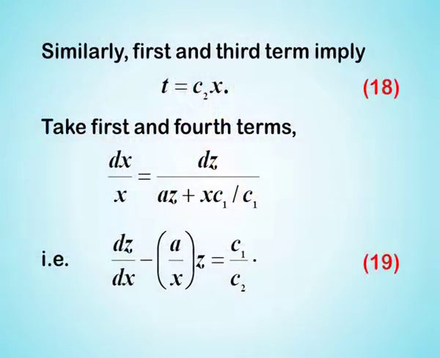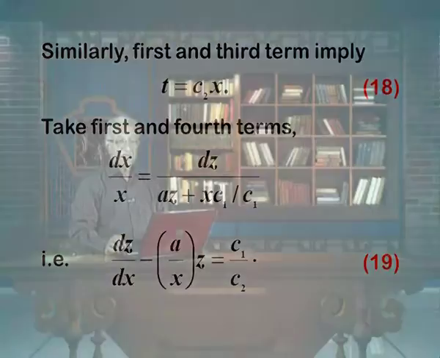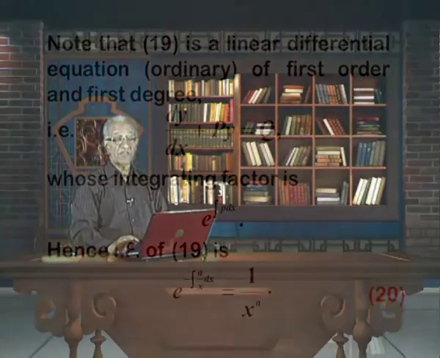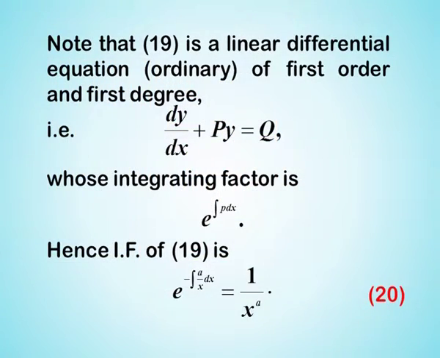Now take the first and the fourth term, because there were 4 terms, so we will have to operate this also. Had there been 3 terms, we would have taken first and second, second and third, or first and third. But now since it is the 4th term, we will be having this first and 4th term. From the given equation, we have dx upon x is equal to dz upon all these, and then we will be having this written as dz upon dx minus this c1 upon c2, which is given as equation 19. It is very important, note that 19 is a linear differential equation, very ordinary, of the first order and first degree.